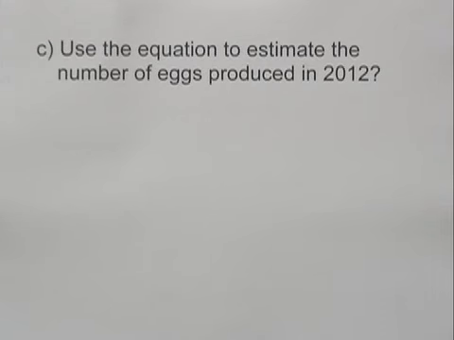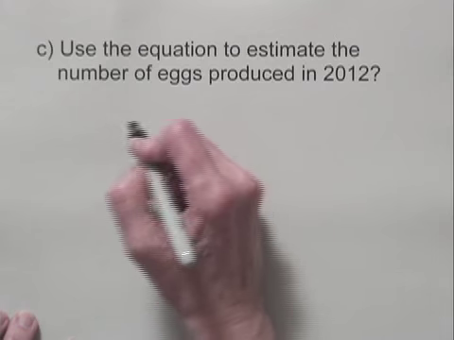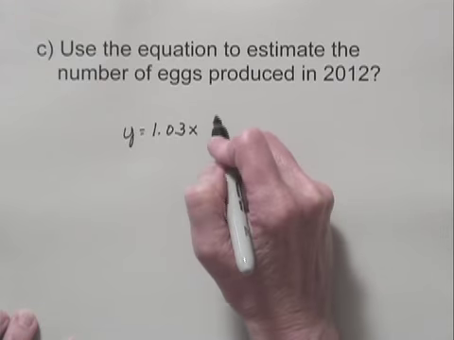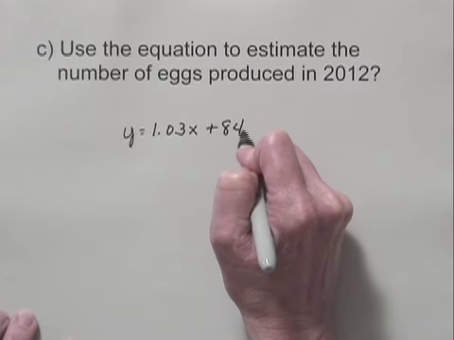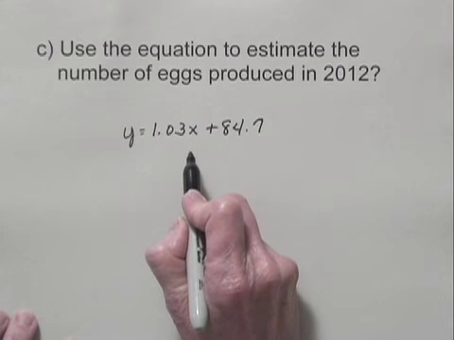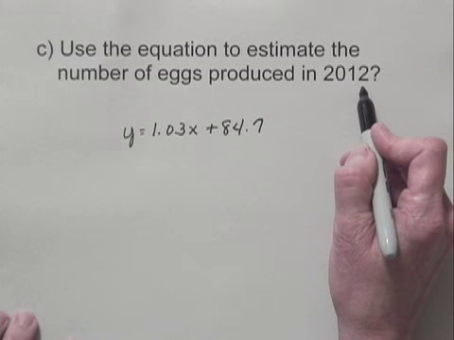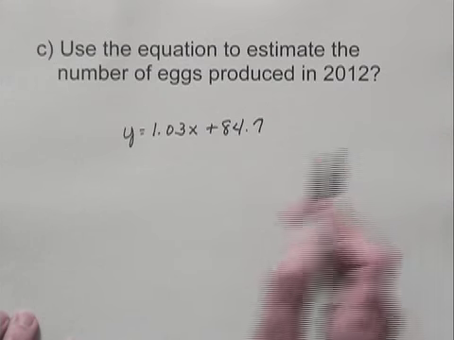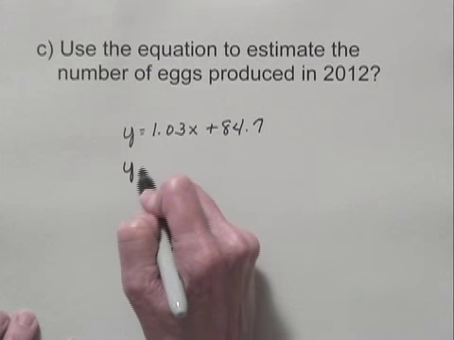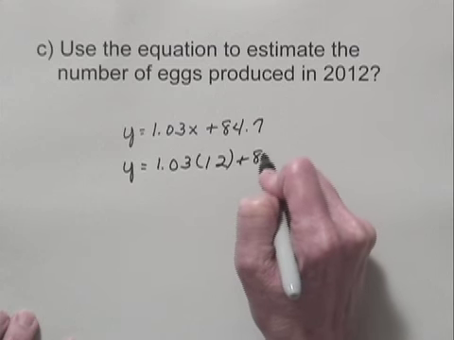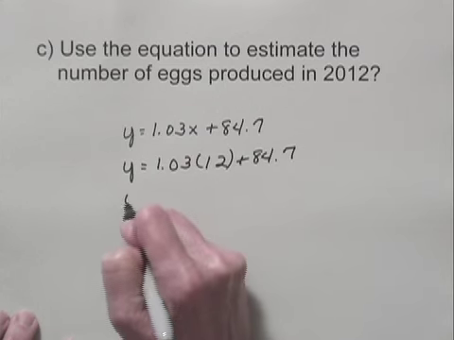Now we're going to use the equation to estimate the number of eggs produced in 2012. Well, the equation, remember, was y equals 1.03x plus 84.7. And x is the number of years after 2000. So in 2012, x is going to be 2012 minus 2000, or 12. So we'll substitute that into the equation and find y. 1.03 times 12 plus 84.7.